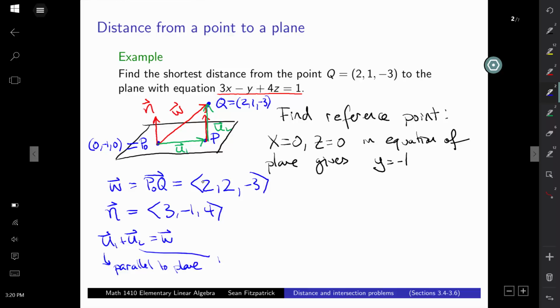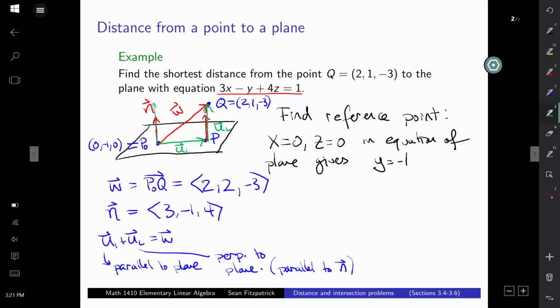I know that this guy is going to be perpendicular to the plane. Well, if it's perpendicular to the plane, that means that it's parallel to the normal vector. And you can probably guess what this has to be. If it's going to be parallel to the normal vector, it's probably easier to see if you draw it over here, right?